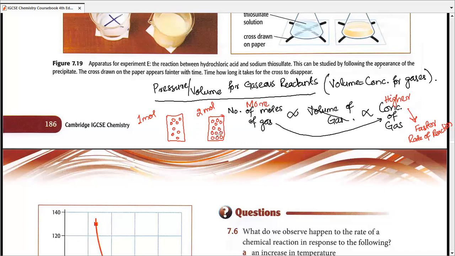And if there are more particles in that area, of course, there are more chances of them to collide with one another, to be converted from reactants to products. That's how it works. The more moles of gas in a given space, the higher the concentration of gas and the faster the rate of reaction, because there are simply more molecules present. It's like I have more workers to do the same task. And if we have more workers, we can have a higher speed, right?